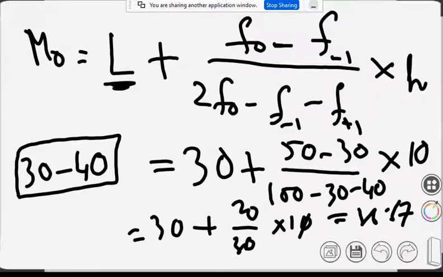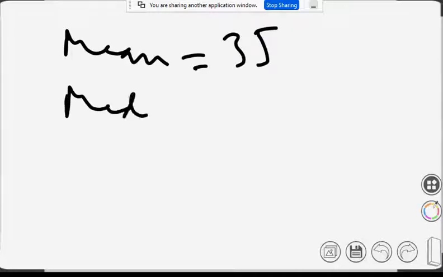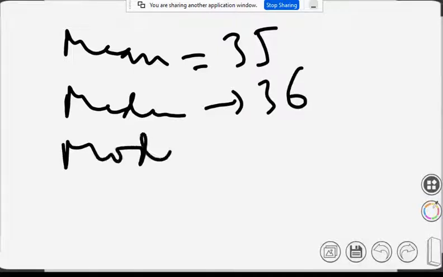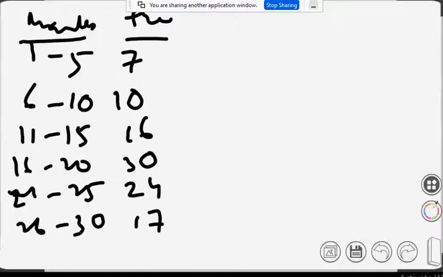Okay, what we have got is mean as 35, median as 36, and mode as 36.67, isn't it? So that is the first difficulty. What is the difference between this problem and the previous problem? Who can tell me what is the difference?